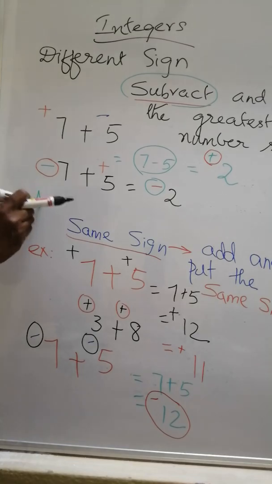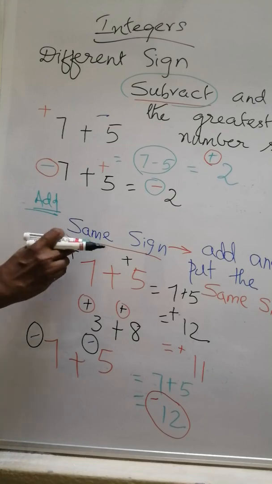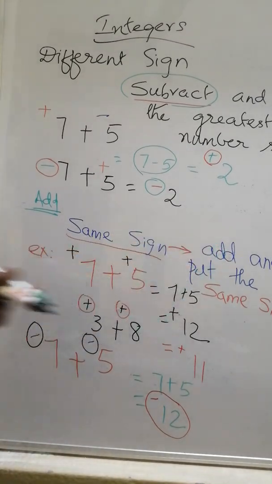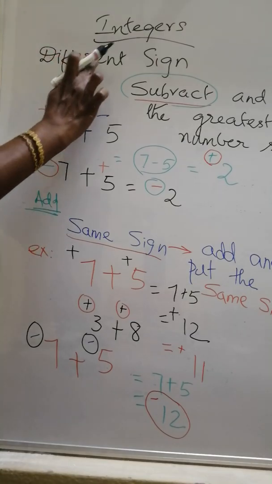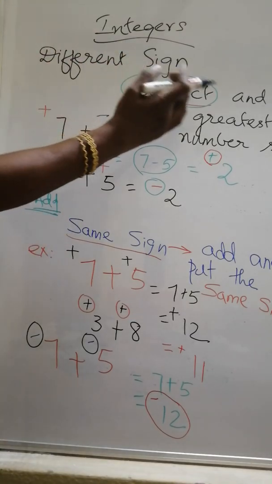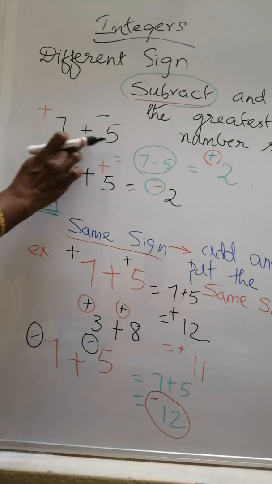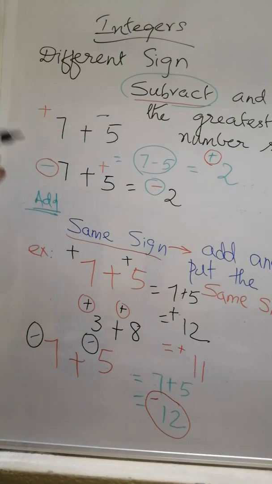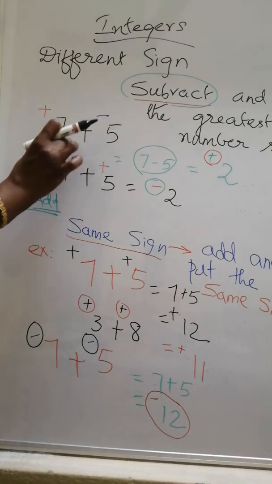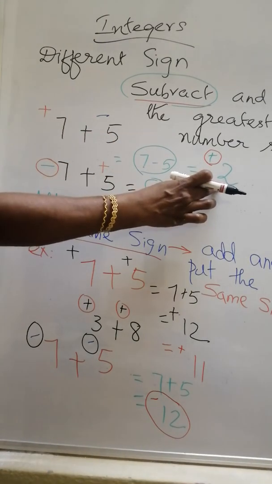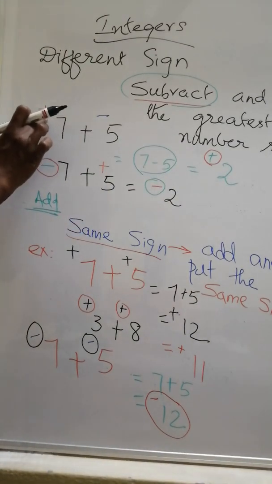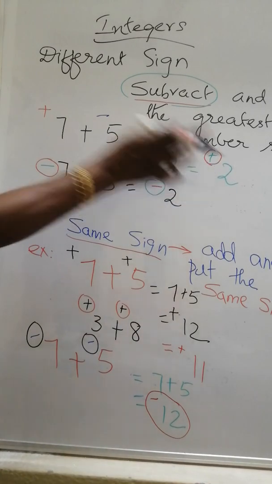While adding, same sign, add and put the same sign. While adding, numbers having different sign, subtract and put the greatest number sign. Check which number is greater among these two. Then subtract these numbers, write the result, check which number is greater and what sign is assigned to that, and put that sign.